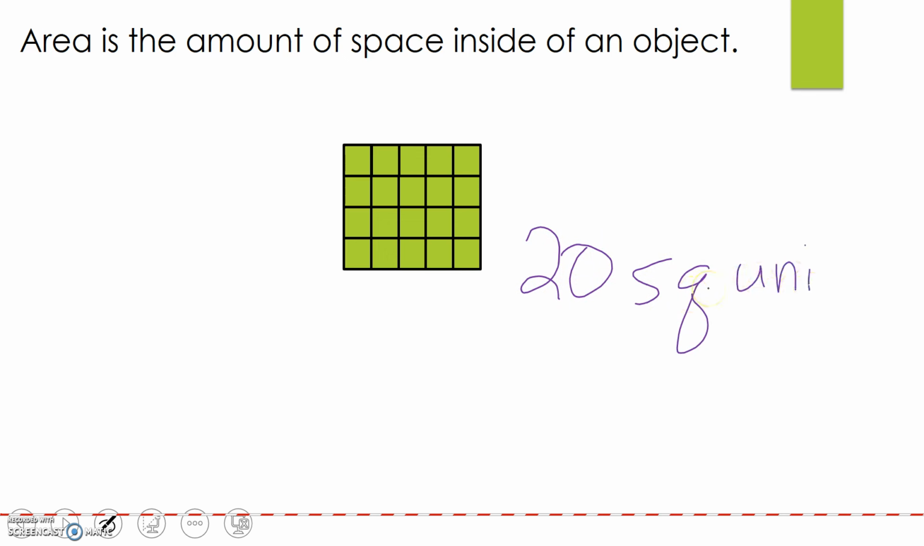I'm putting SQ for square. 20 squares fit inside of my rectangle. So the area is 20 square units. Whenever I'm trying to find area, I'm trying to fill out my entire space just like I did with those squares. Perimeter is a little bit different.